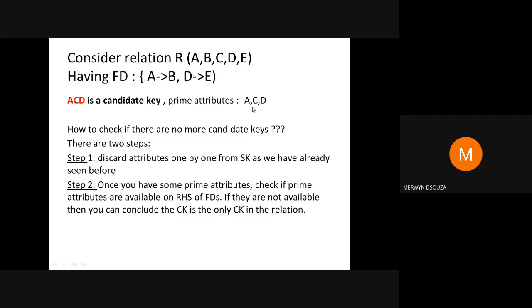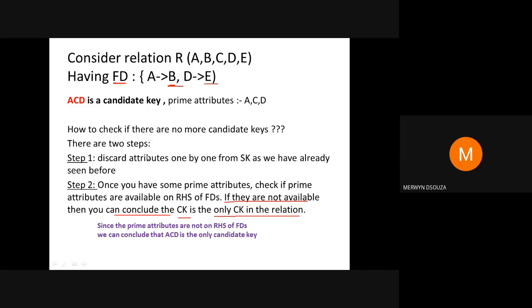So these are the attributes A, C, and D. Check whether they are present on the right hand side of the relation R in the functional dependencies. Are they present in the right hand side? No, they are not present in the right hand side of the given functional dependencies. So if they are not available, then we conclude that the candidate key ACD is the only candidate key in the relation. In this example, ACD is the only candidate key.